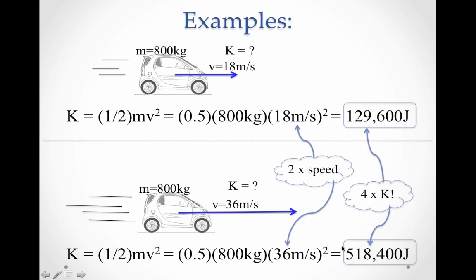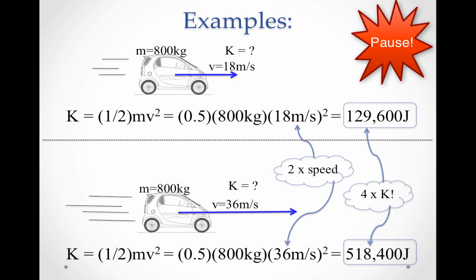So now look at the total energy. It is quadrupled. It has gone up 4 times. So when you double your speed, you actually are increasing your kinetic energy by a factor of 4. So that's an incredible amount of energy increase.